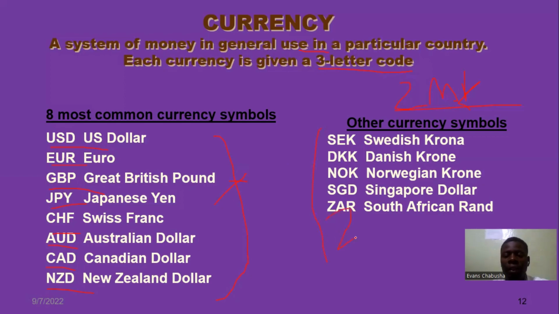I've just said we have the ZMK, the ZDR, the South African Rand, Singapore dollar, Norwegian krone, Danish krone, Swedish krone, all those things. Okay, so there are a lot. You can't name them all.